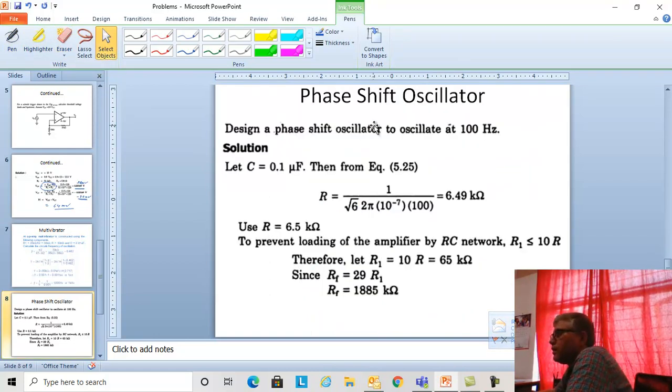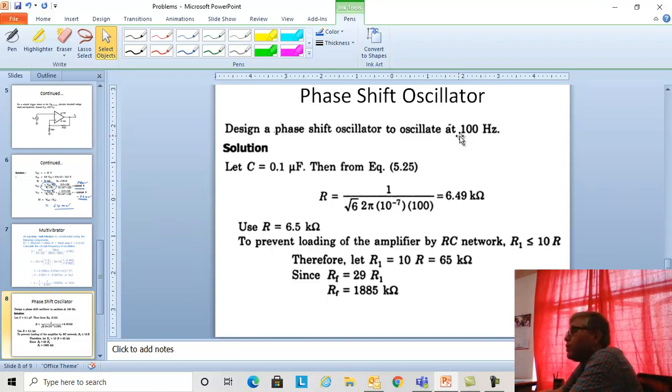Then phase shift oscillator. Design a phase shift oscillator to oscillate at 100 hertz. So what is a phase shift oscillator basically? This is again in module 4 only. In module 4 we have sine wave oscillators. One is your RC phase shift, another one is your Wien bridge. I think Hartley and other things are not included in your syllabus, so we haven't covered that.